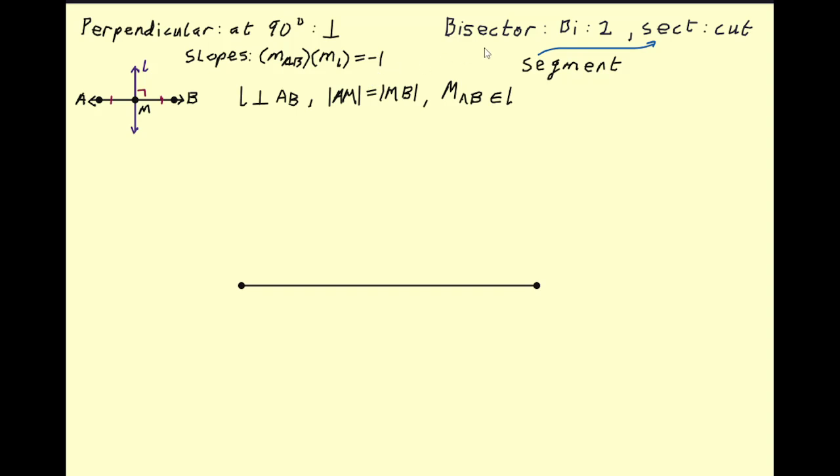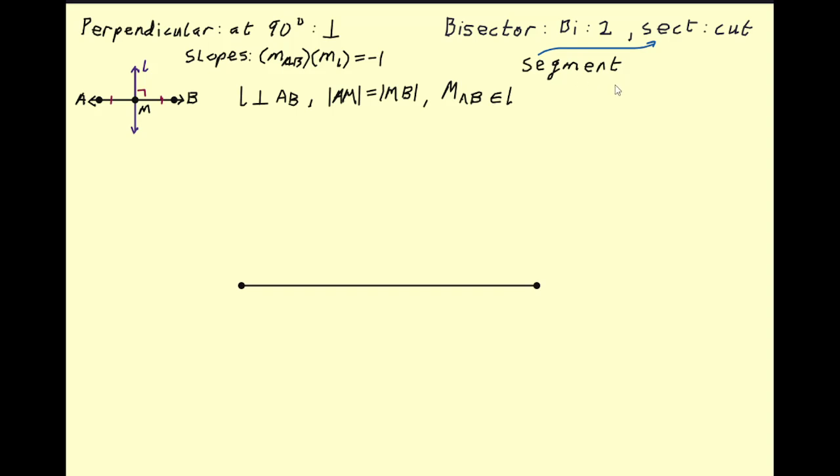So we also have the word bisector. We are going to bisect the line segment between A and B. Bi means two, sect means to cut. So we are going to have a bisector that cuts the line segment in two. The purple line cuts the distance between A and B in two, so that means the midpoint of A and B is on the purple line.